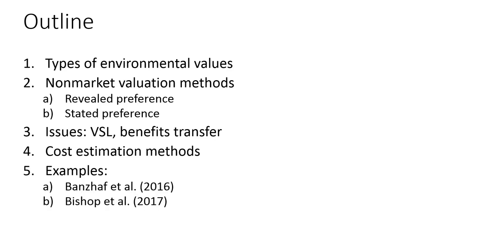We'll talk about some examples of valuation of environmental and natural resources. Two that I'm just putting here as reminders that I'm hoping we'll be able to cover are a study about the Southern Appalachian Mountains by Banzhaf et al., and a study looking at the BP Deepwater Horizon Natural Resource Damage Assessment by Bishop et al. That came out last year.